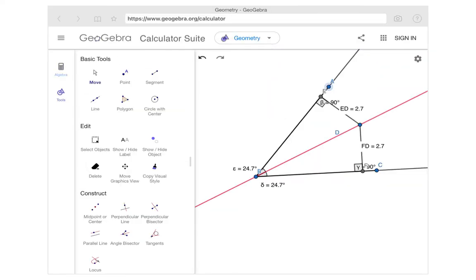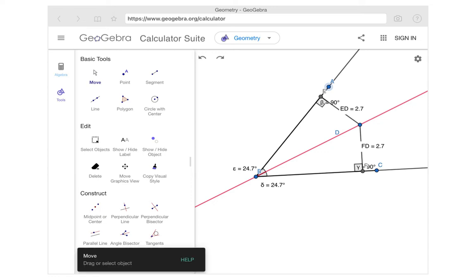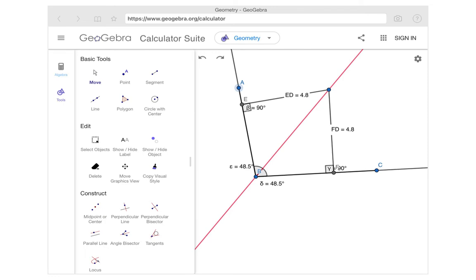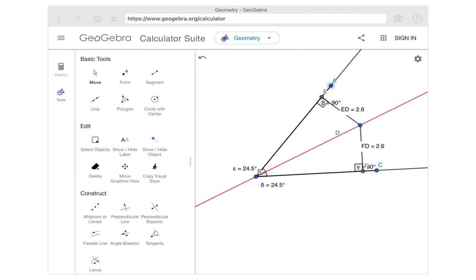Our next theorems talk about angle bisectors, and we have a couple of angle bisector theorems. I've sketched out the idea here in GeoGebra. I've got an angle, and I've constructed the angle bisector. That's the red line, and you notice their measurements are at the vertex of the angle. As I move that angle, those two values, called epsilon and delta, will remain the same as I move point A or point C around.